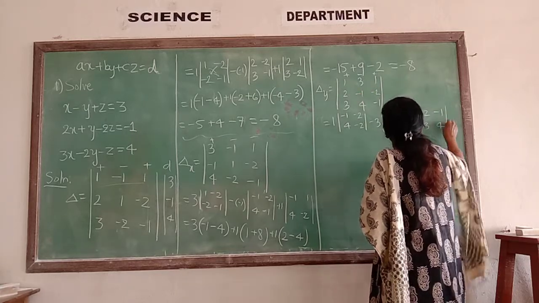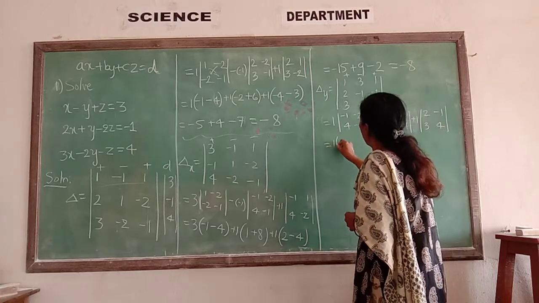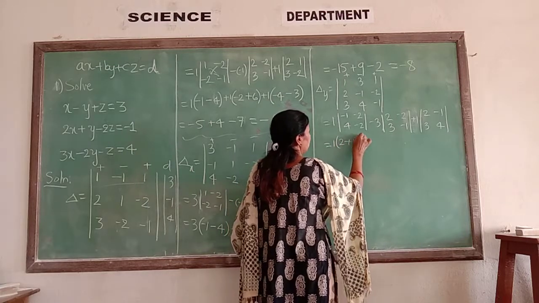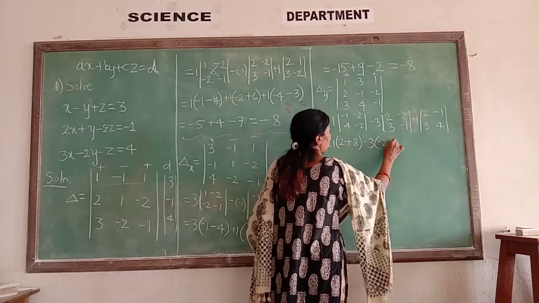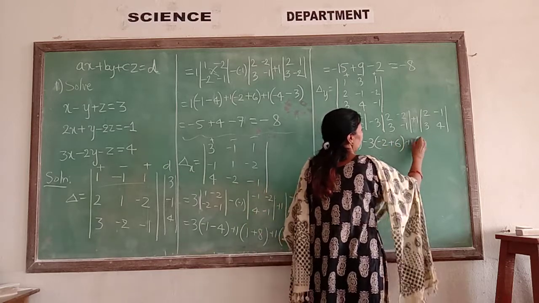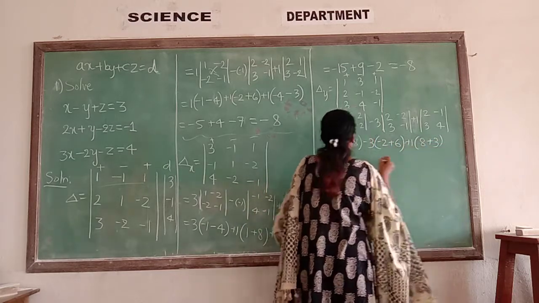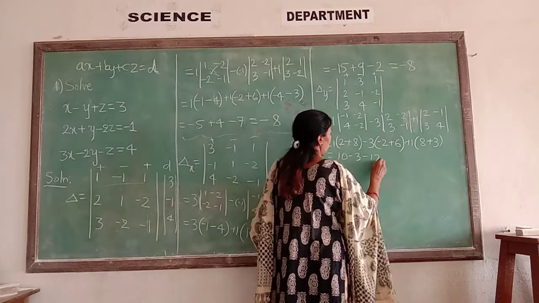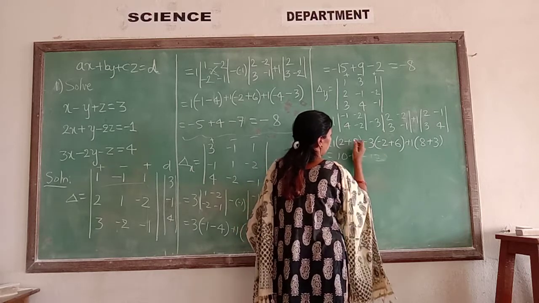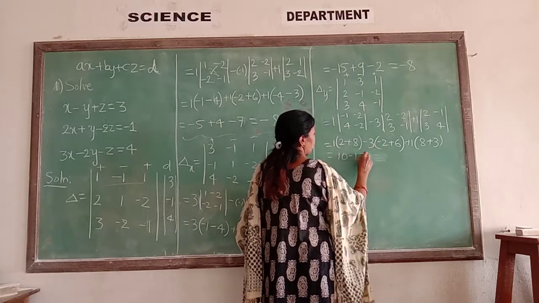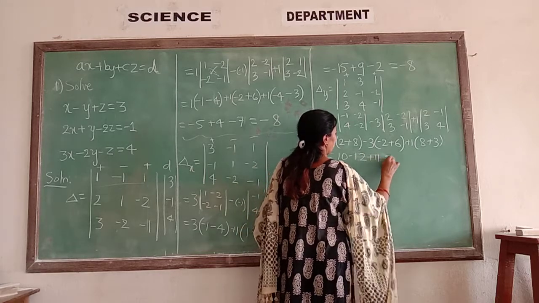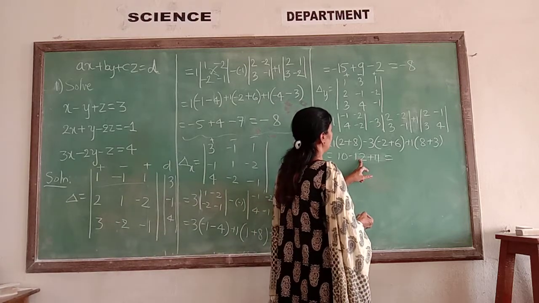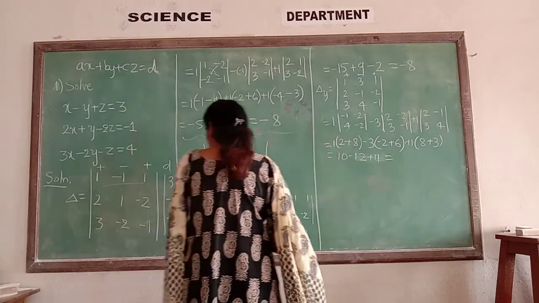So the expansion of this is 1 into plus 1 into 8 plus 3. So the answer here is 10, minus 3 into 4 into 12, minus 12 plus 11. So the final answer, minus 1, that is going to be 25.